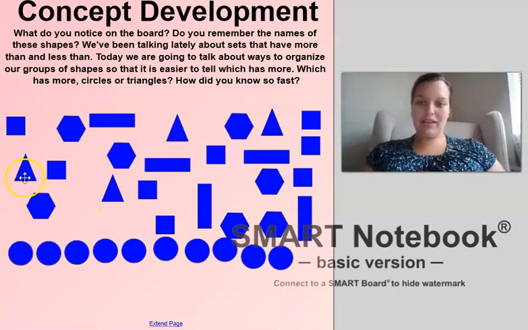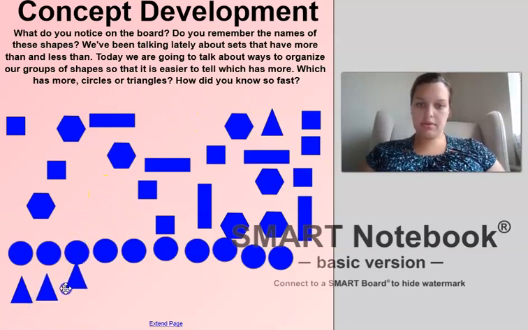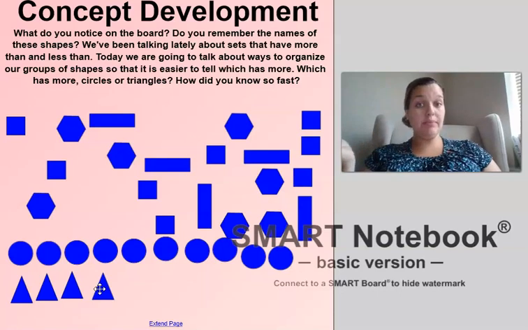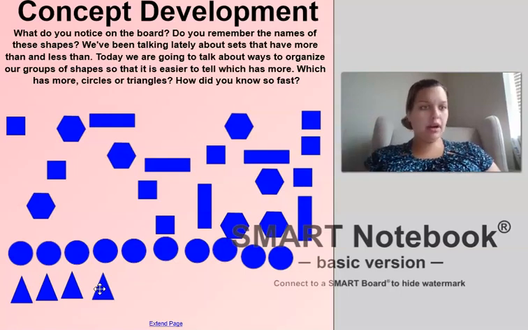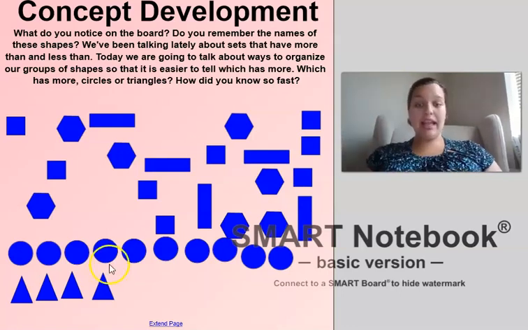Yeah. Can you help me find all the triangles now? 1, 2, 3, 4. Did I grab all my triangles out? Yeah, I did. Which has more? Are there more circles or triangles? There are more circles. I can tell really quick and easily because look at my triangles ends here and there's all these circles left. Okay, great job.